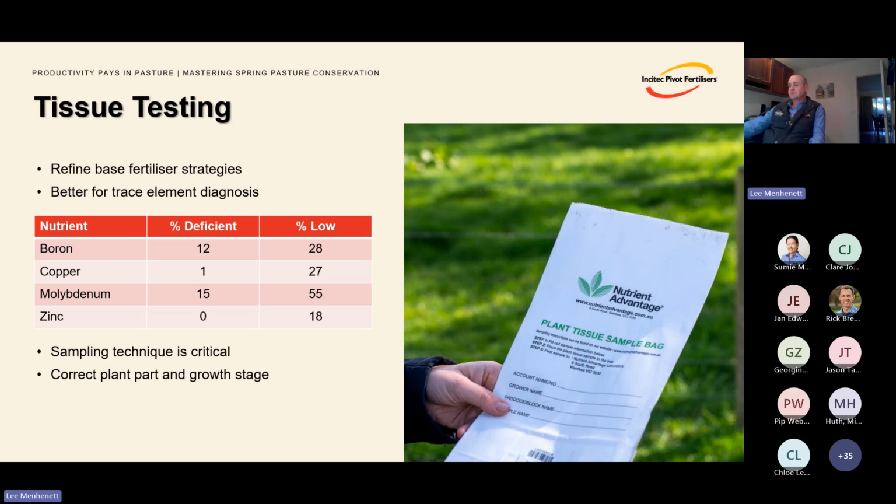purchases of fertiliser. Just a couple of things on the tissue sampling though. Just make sure you get the correct plant part and the correct growth stage for each plant species. So it's really important to tick those boxes so that you have the critical values for the pasture species.